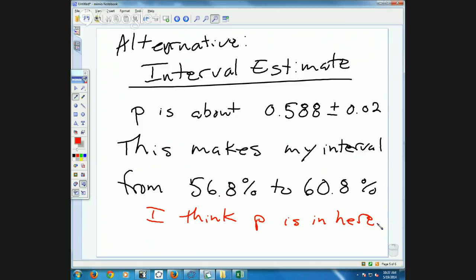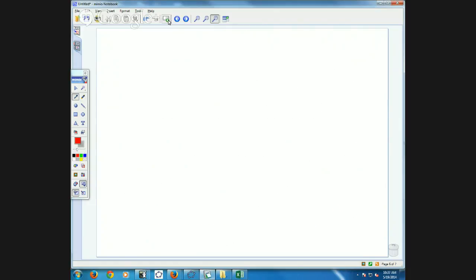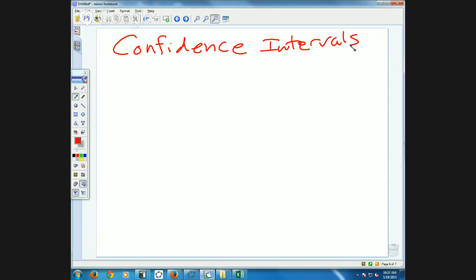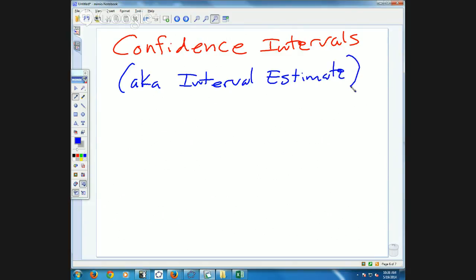So these interval estimates are also called confidence intervals. So confidence interval, aka interval estimate. They mean the same thing. Okay, so I'm going to make a confidence interval estimate, and I'm just going to give it to you, and you're just going to have to accept it, and then we'll talk more about it.